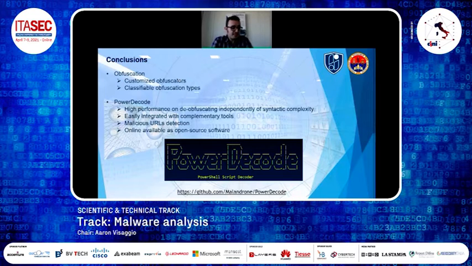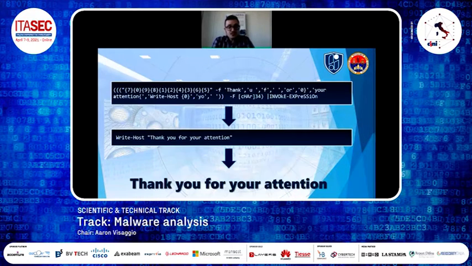PowerDecode can be easily integrated with complementary tools, and it is a very useful tool for malware analysis, in particular to detect malicious URLs. And finally, PowerDecode is available online as open source software. So that's all. Thank you for your attention.